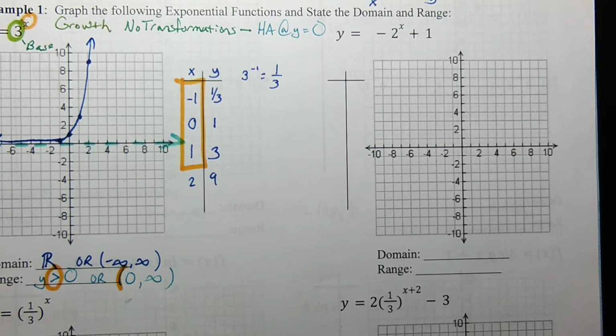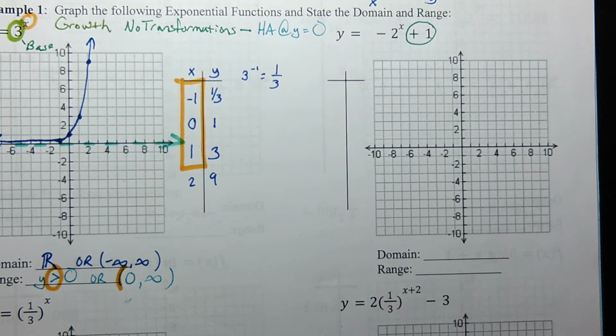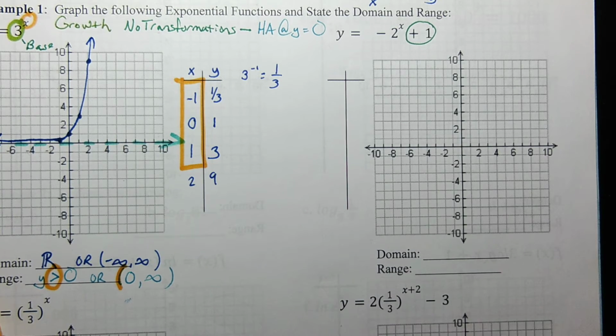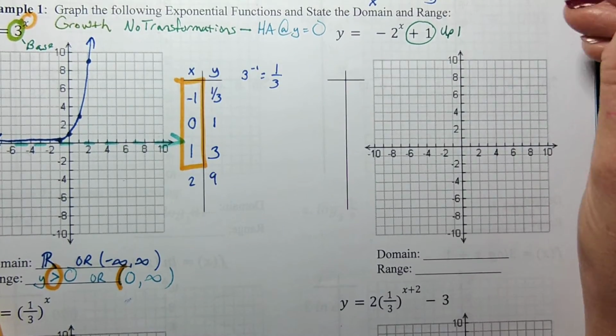First, transformation-wise, what is that +1 on the outside doing to our function? Up 1. So remember, outside transformations, we think of our arm. Positives go up, negatives go down. What about inside transformations? What do positives do? To the left, and then negatives will go to the right. So we'll be refreshing all of these as we work through these problems. So this goes up 1.